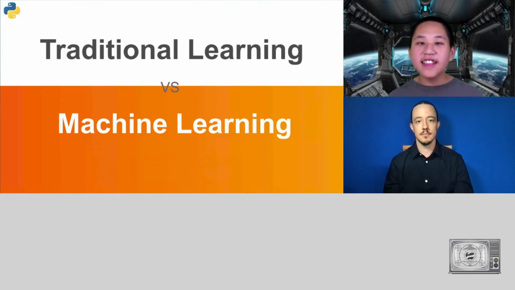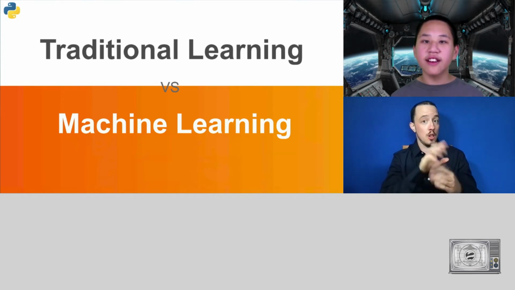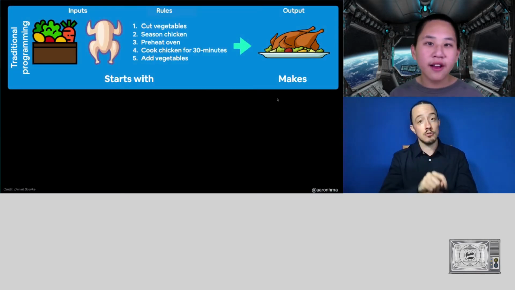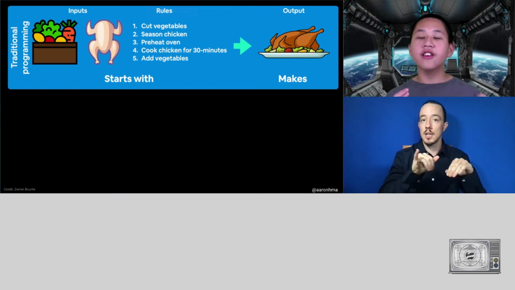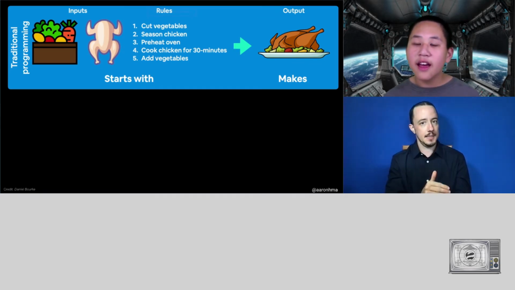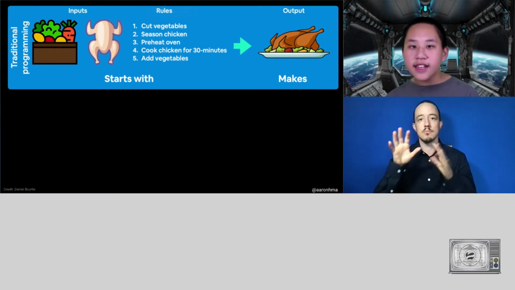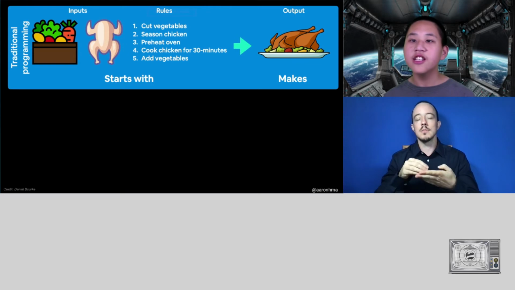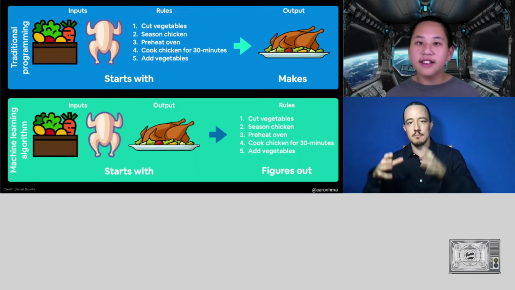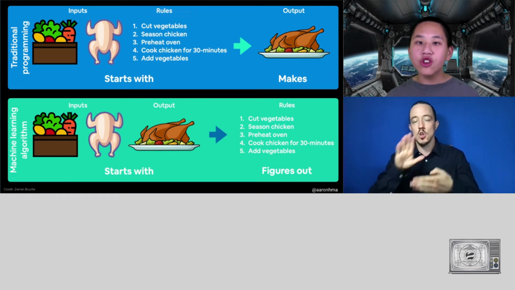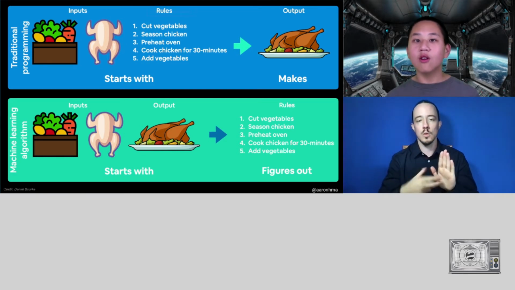Now let's take a look at the difference between traditional programming versus machine learning. So let's say we're making a chicken dish. In traditional programming, we have the inputs, which are the ingredients, and the rules, which is the recipe. And our job is to write a function, or in this case, follow the recipe, in order to produce an output, which is our delicious chicken dish. On the other hand, in machine learning, you already have the inputs and the outputs, and your job is to find the rules, or the recipe.